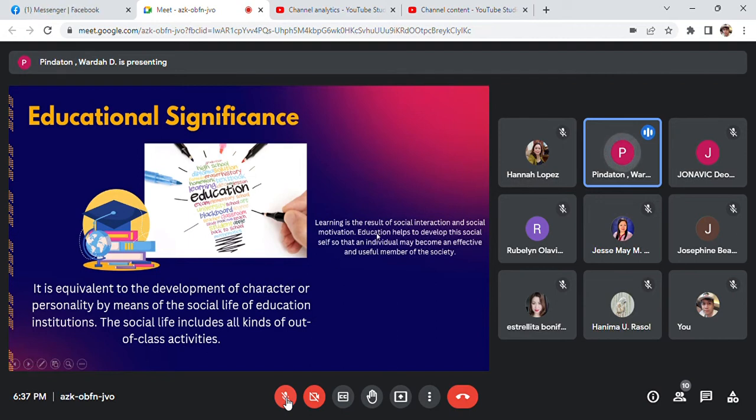Learning is the result of social interaction and social motivation. Education helps to develop the social self so that an individual may become an effective and useful member of the society. Furthermore, education is a process of directed learning. Educational sociology focuses upon the social forces through which the individual gains experience.